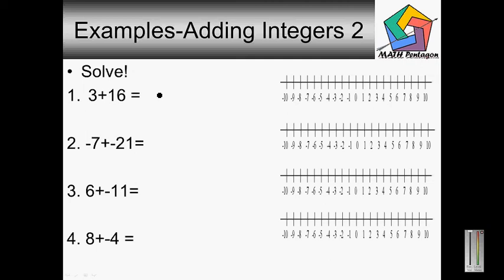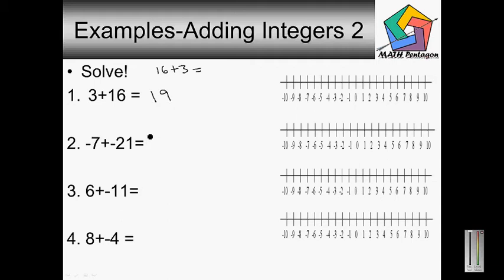Examples on adding integers. Our first problem is we have two positives, so that's pretty normal. It's 3 plus 16. 16 plus 3 is 19. So that's an easy one.